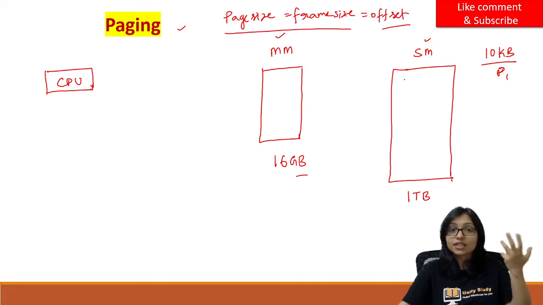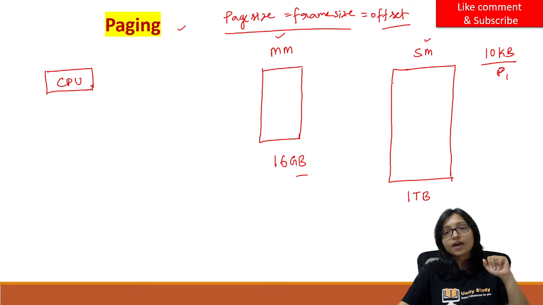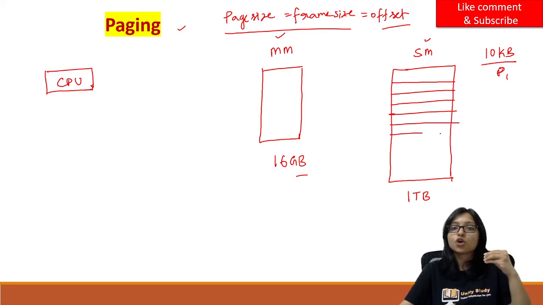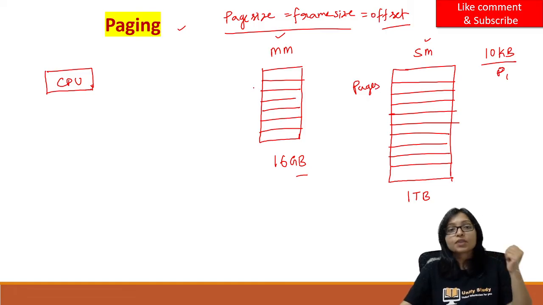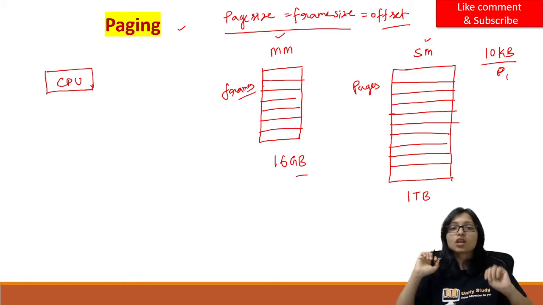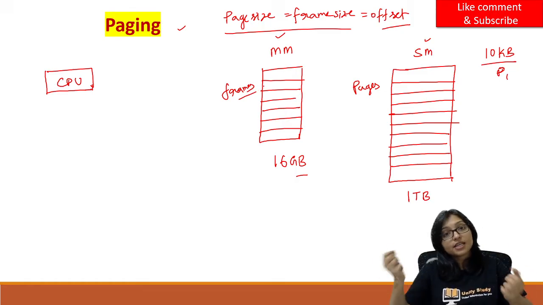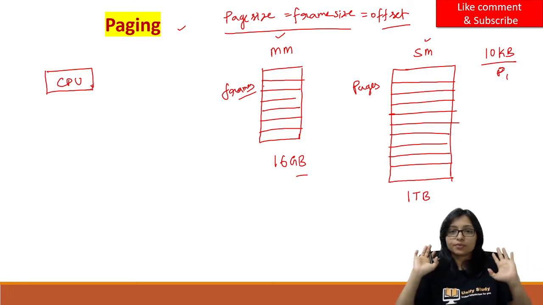What is a page? The secondary memory is divided, we will divide the secondary memory into the same size of slots. These are called the pages. And the main memory is also divided into the same size of slots. These are called frames. So secondary memory is divided into pages and main memory is divided into frames. Clear?